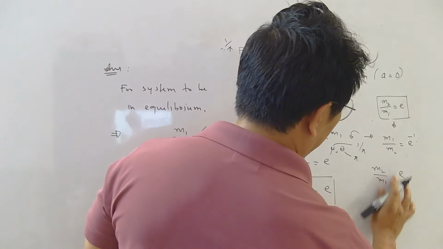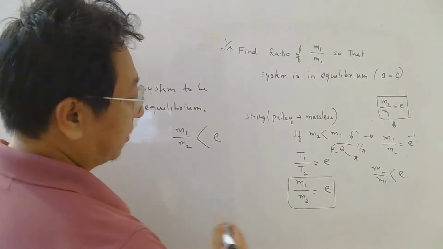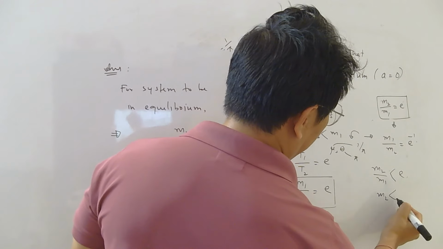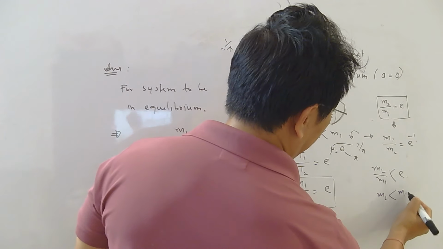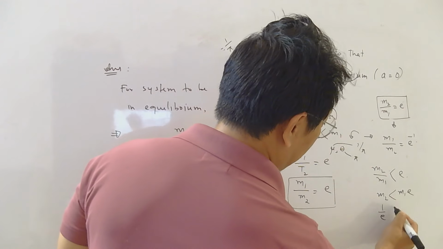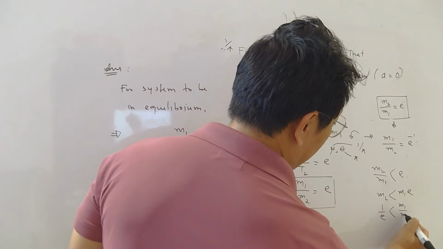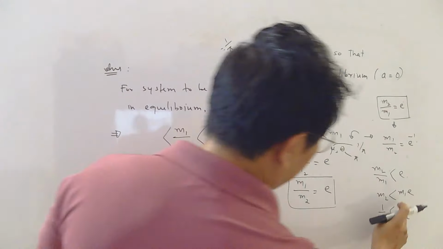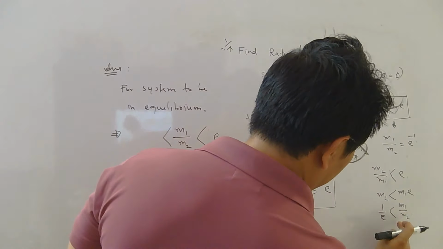In other words, m2 by m1 should be less than e for no acceleration, which if I cross multiply, it will come m2 should be less than m1 e. And if I bring e this side, 1 by e will be less than m1 by m2. That means m1 by m2 should be greater than 1 by e.